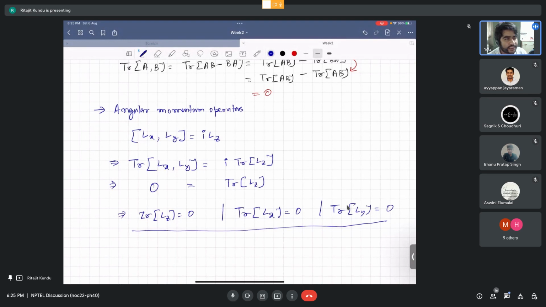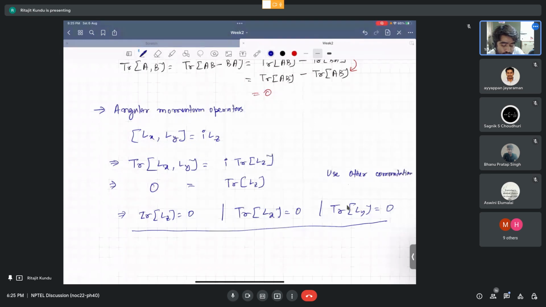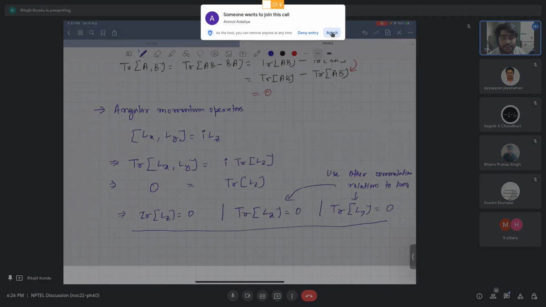So is this point clear, or does anybody have any confusion about this statement? Please ask. Okay, I hope this is okay.